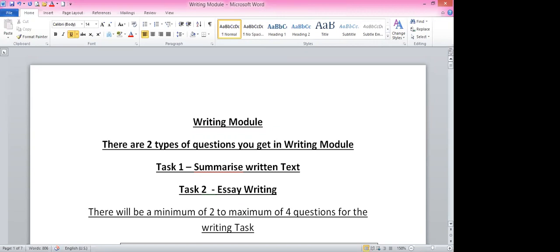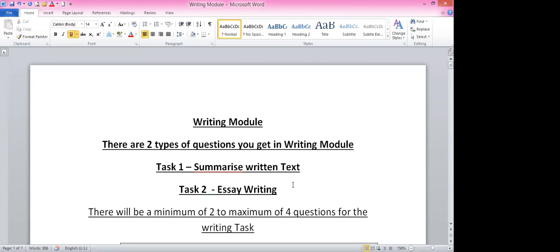You will have to write an essay on the given topic on the exam day. And there is no extra scoring for other modules in task 2. But in task 1, you get scored for your writing as well as for reading. Okay. So in this entire writing module, the minimum number of questions that you might get is minimum of 2 to maximum of 4 questions. Okay, entire writing module, you will get minimum 2 to maximum of 4 questions.